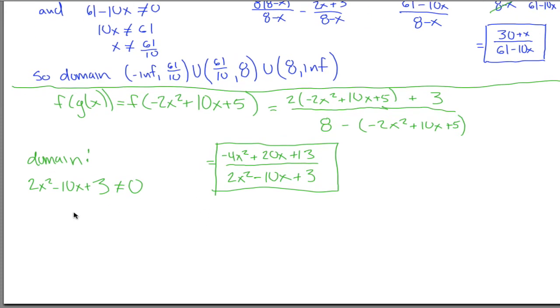So how do you solve this? Well, it's not easy to solve. You try to factor it. I don't think it'll factor. You could use the quadratic equation. I'm not a big fan. So what I would do is I would complete the square. I would divide both sides by 2.